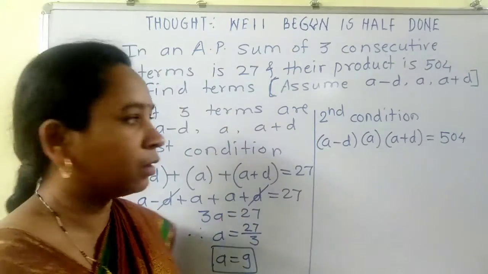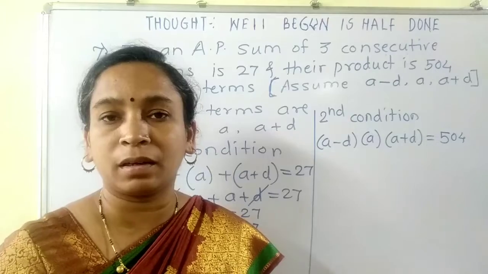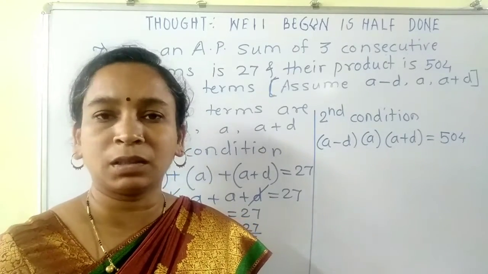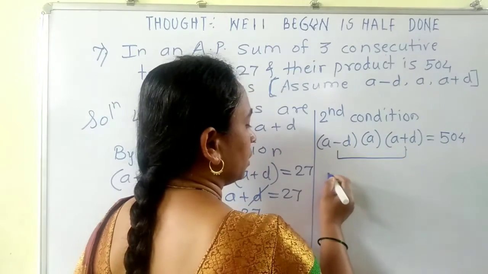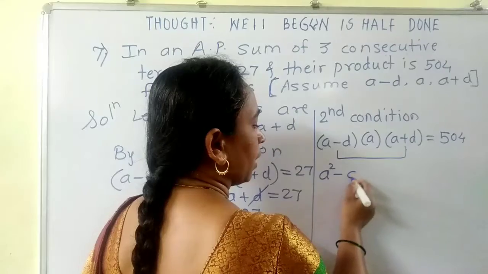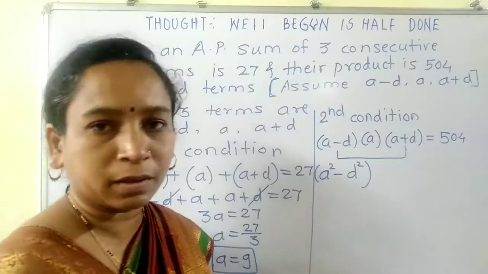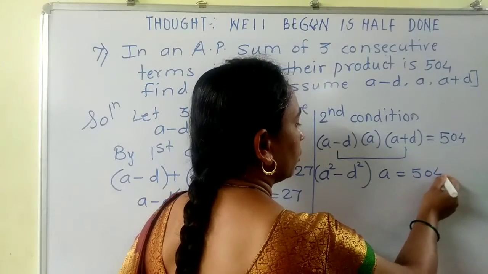If you observe here, A minus D and A plus D, it's the third identity: A plus B into A minus B is equal to A square minus B square. So for this, I will use the identity. So I'll get A square minus D square, here I have used the identity, now into A is equal to 504.